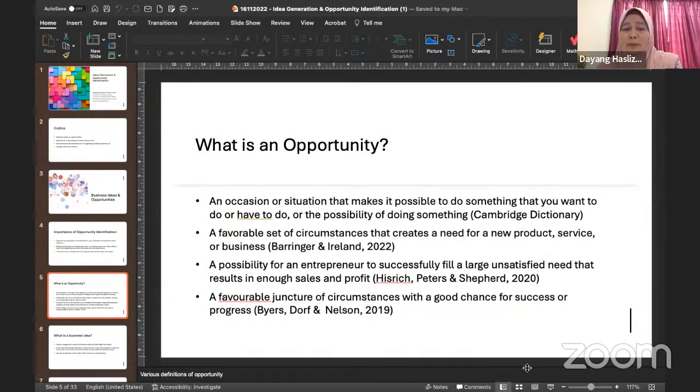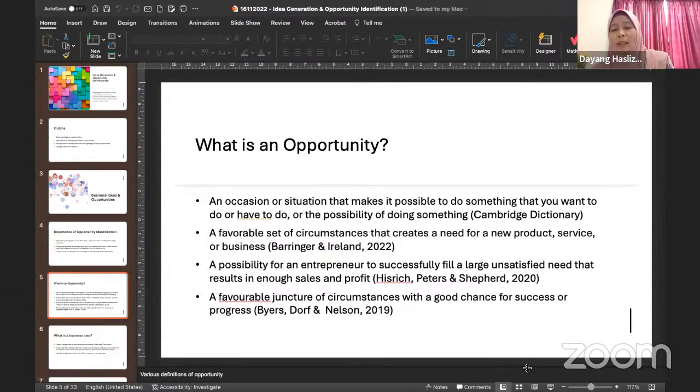Okay. So it has to be favorable, a set of circumstances. It's not only one thing, but rather a set of circumstances. Sets of events, sets of things work together to create a new product, service or business. The third bullet says that a business opportunity is a possibility for an entrepreneur to successfully fill a large unsatisfied need that results in enough sales and profit.